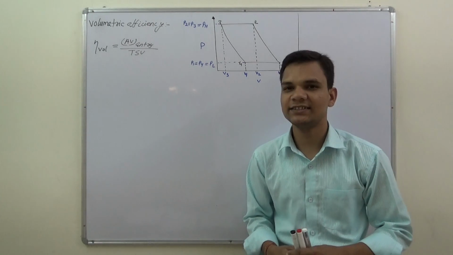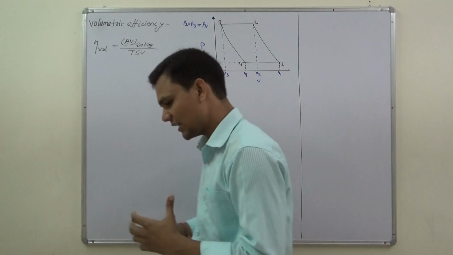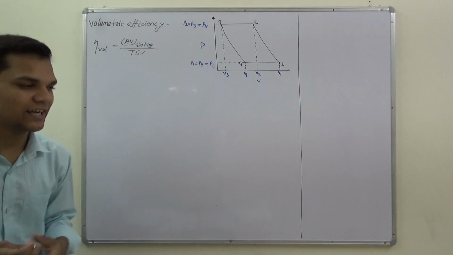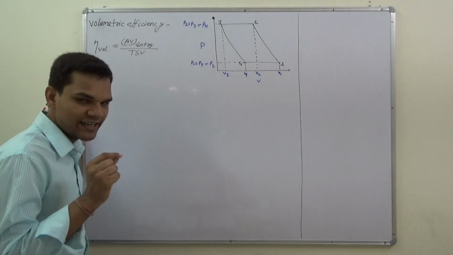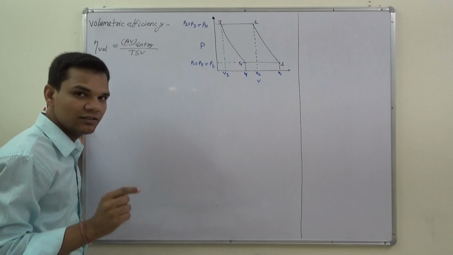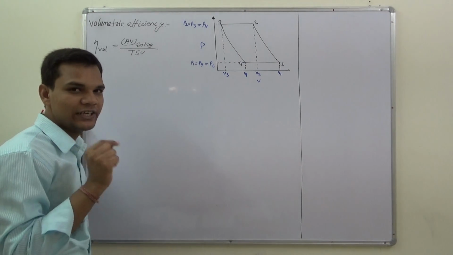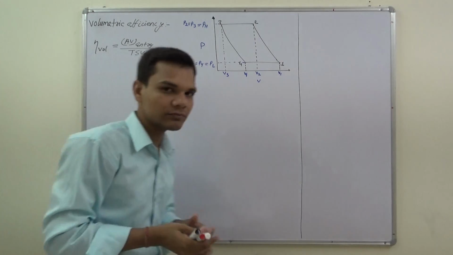Today we will discuss volumetric efficiency. What is volumetric efficiency, or what is the definition of volumetric efficiency? Volumetric efficiency is defined as the ratio of actual volume at entry to that of theoretical swept volume, or we can say total swept volume.